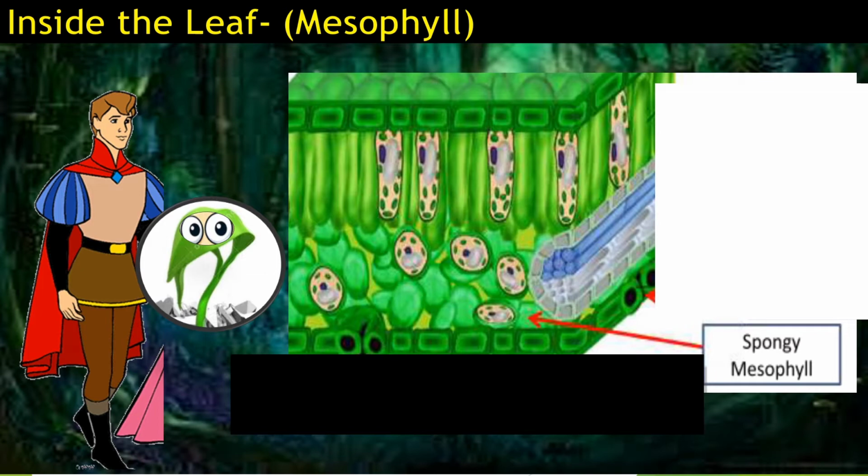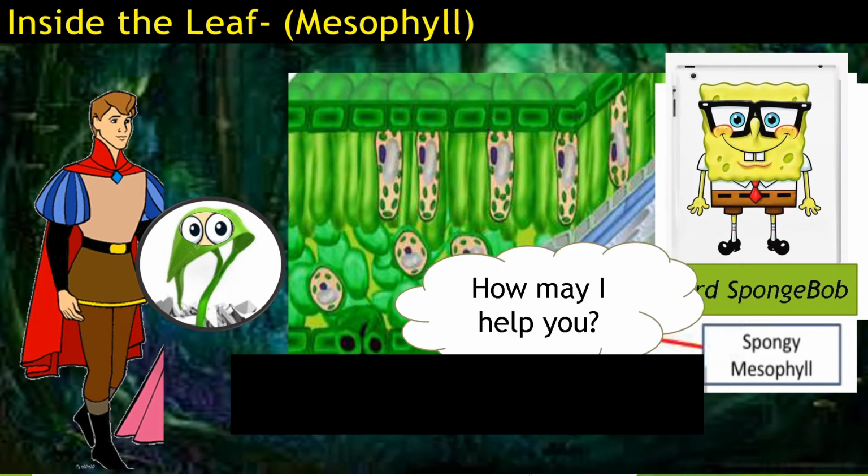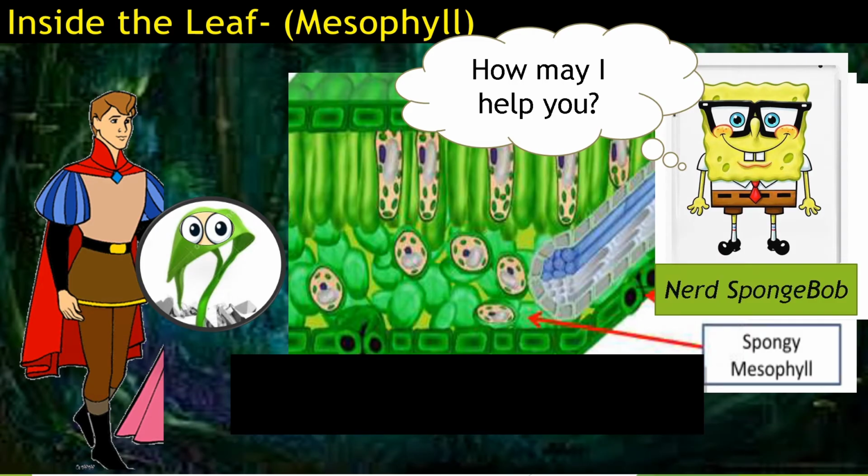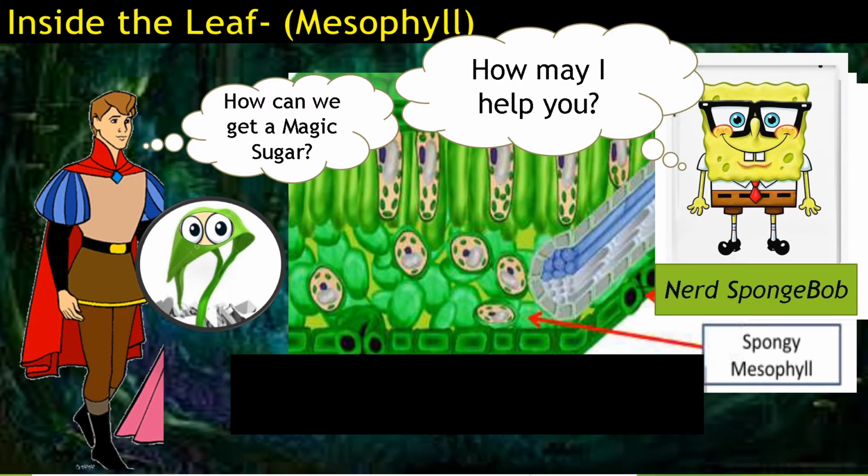After they entered the epidermis, next is the spongy mesophyll. Here, they encountered the nerd SpongeBob. How may I help you? How can we get a magic sugar?